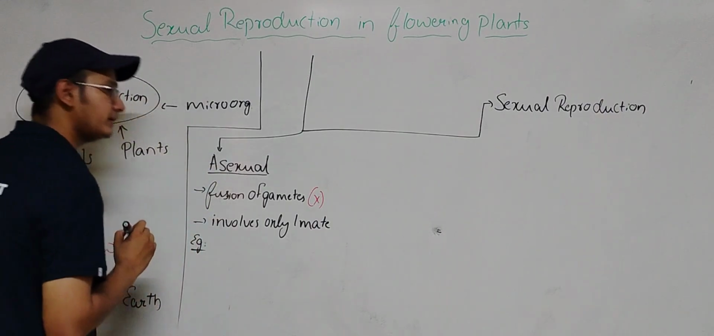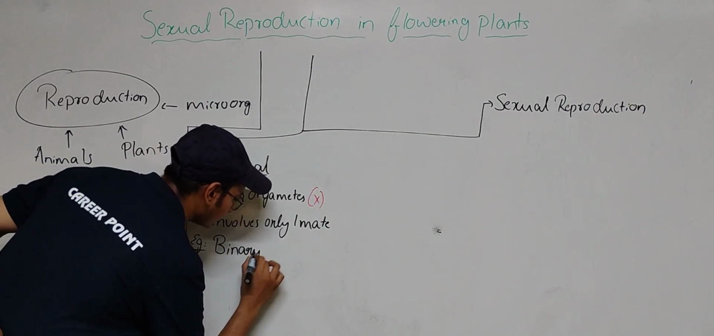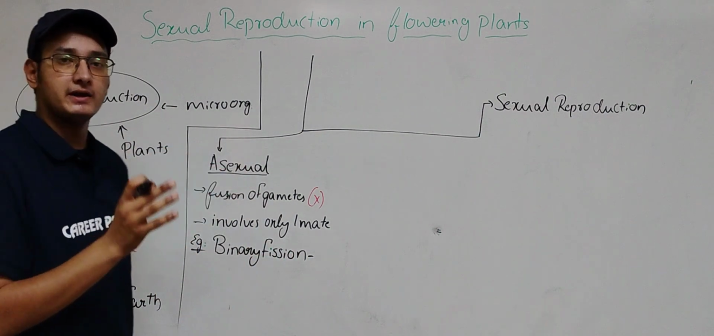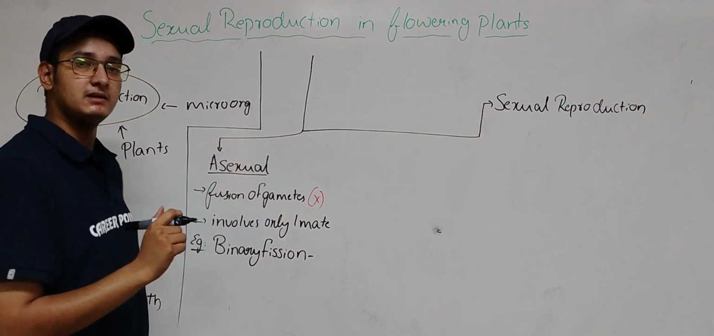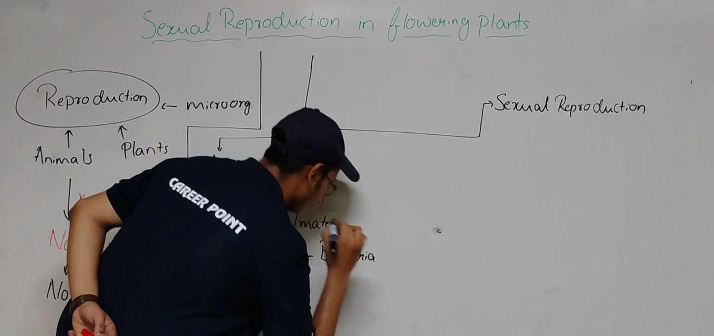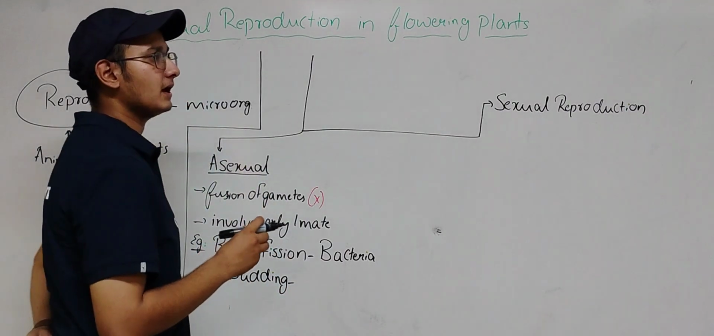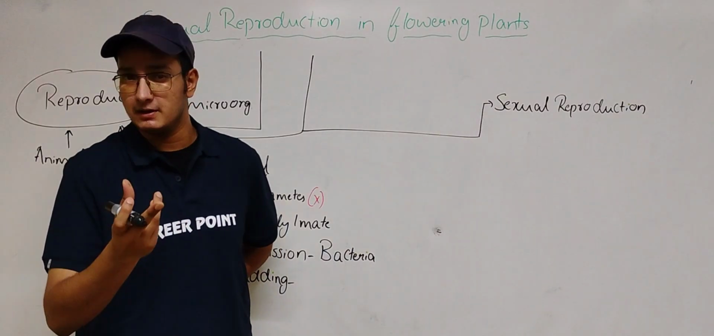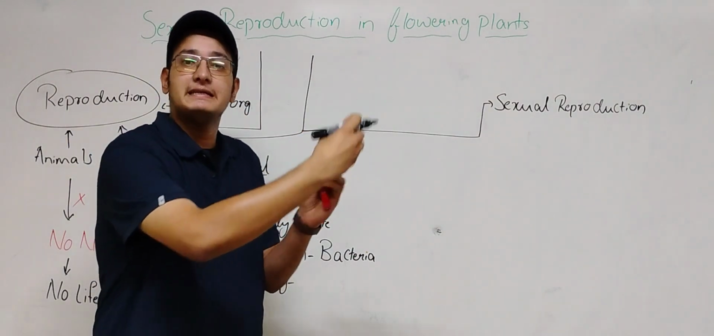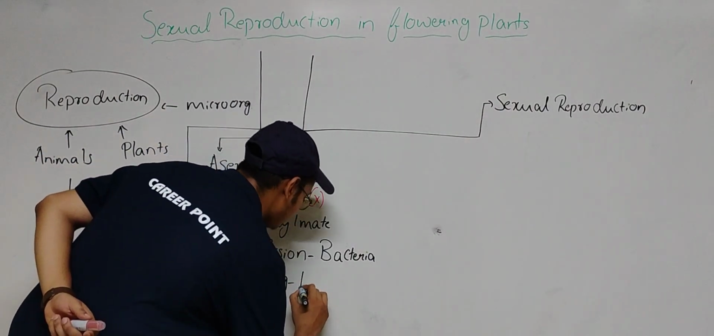Examples. So if you remember, in the first year we have discussed about binary fission. Binary means two. Fission means to divide. A single parent divides into two daughter cells. This can be seen in bacteria. And budding. Budding means an outgrowth, and it's like a pimple. An outgrowth from an organism which grows outside, and whenever the bud detaches from the parent organism, it grows into a new organism. This can be seen in hydra.